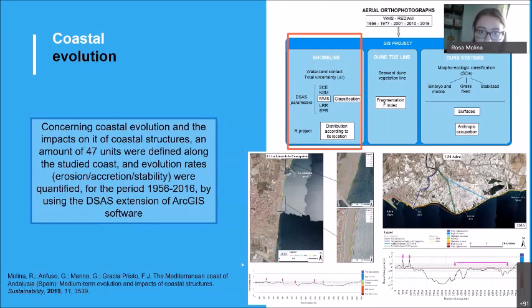The first map is an example of the coastal evolution of an unstable beach, and the coastal trend is a little small. I don't know if you can see it very well. And the other example is the coastal evolution of a modified delta, and it's very small. Sorry.